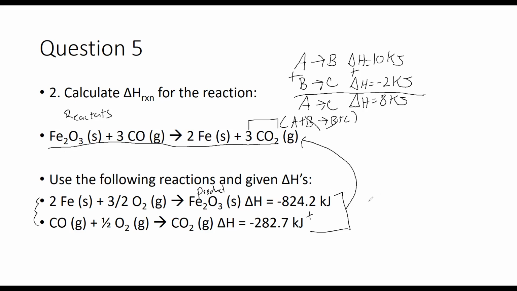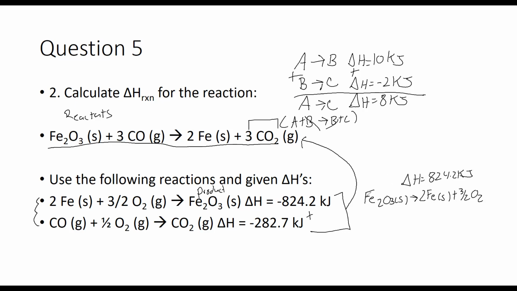So I can do that. I can just flip the equation. There's nothing wrong with that. So I'm going to flip this equation to say this. And remember, when you flip an equation, the sign of delta H changes. So it was negative 824.2. Now it's positive 824.2.